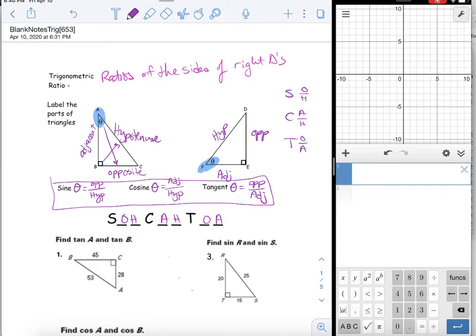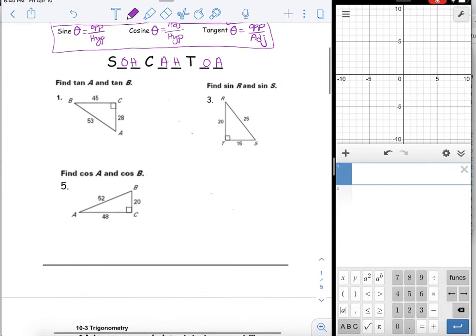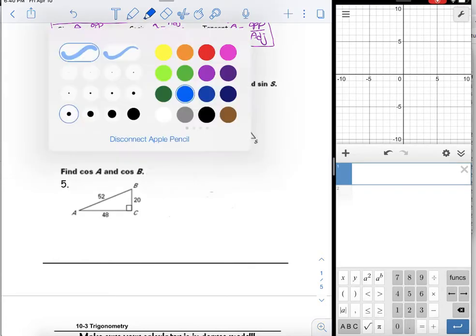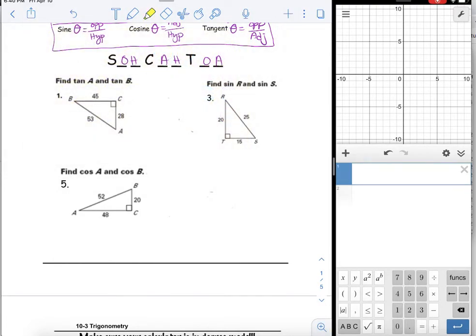And you can make up your own phrase to remember that, but this is going to be very important for pre-calculus, and so we definitely want you to think of how you can remember that for when you get to pre-cal. We're just going to start with some ratios, and so for the first problem here, we are finding tangent of A and tangent of B.